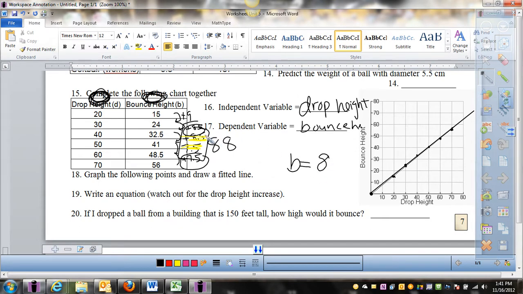So we take 8 times the D, which is the drop height, and then we go plus blank. And the plus blank comes from the number with the 0. So what's with 0? It'd be 0. So I'm glad I found 0, 0 for this graph. So there's our equation. B equals 8D plus 0.